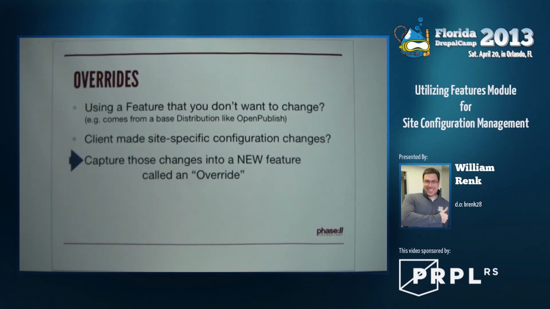Overrides. So if you were using a distribution like OpenPublish or OpenPublic, that comes with pre-built features, but you don't necessarily want to use the pre-built features the way they are. You want to customize them. So when you make those changes, the features that already came with the distribution are going to appear overridden. You can capture those changes in a new feature called an override.